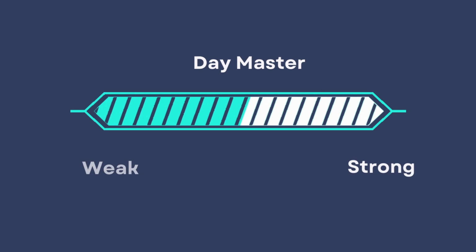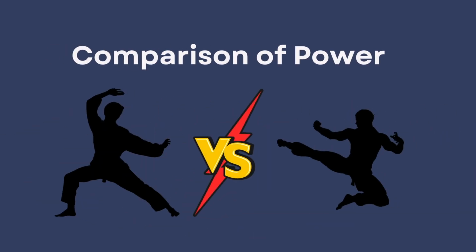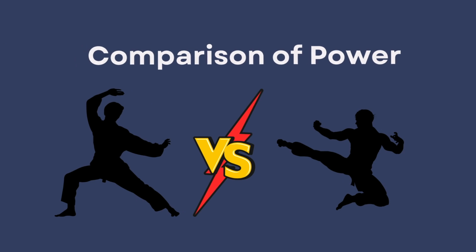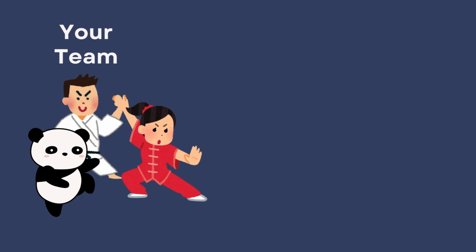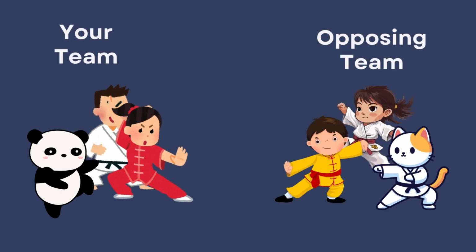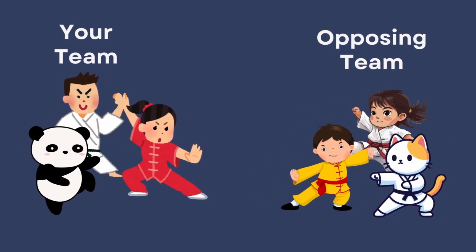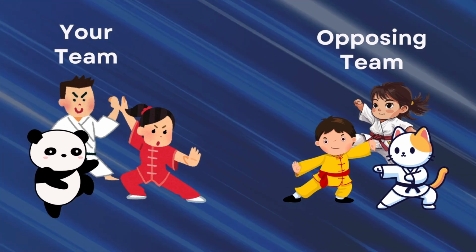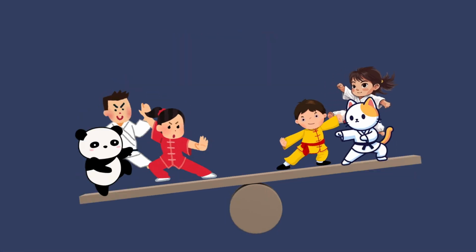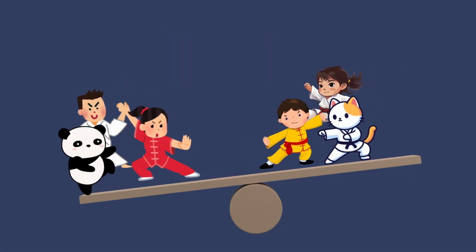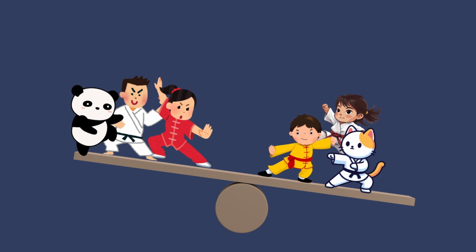Next, we need to determine whether your day master is strong or weak. Bazi is all about comparison of power among the elements. The elements that support you in the chart increase your energy, therefore they belong to your team. The elements that drain your energy belong to the opposing team. By comparing the energy of the two teams, we will know the answer. If your team is stronger, then you are a strong day master. If your team is weaker, then you are a weak day master.